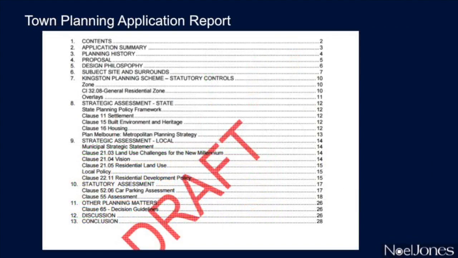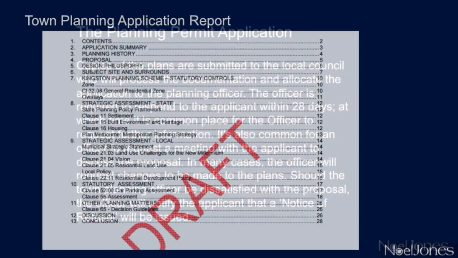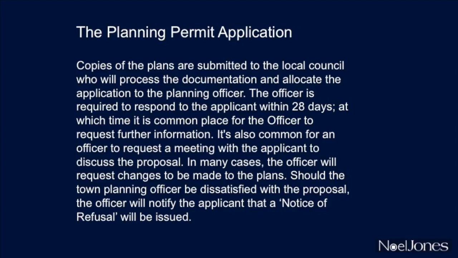In conjunction with the various drawings, the town planning application includes a detailed report about the proposal and how that proposal meets the planning guidelines. You can see in this slide the detail that is simply required. The copies of the plans are submitted to the local council, who will process the documentation and allocate the application to the planning officer.